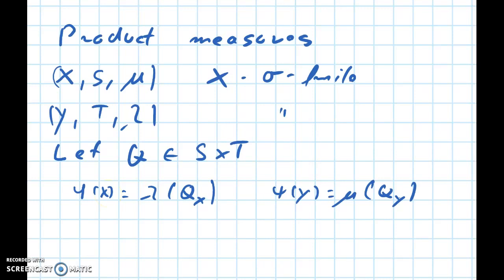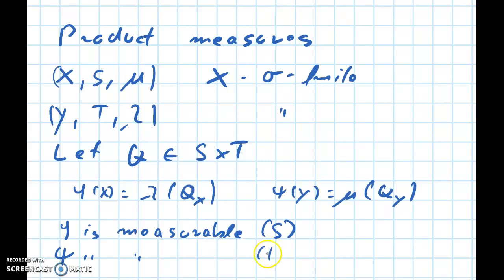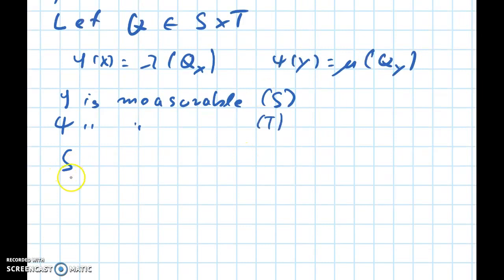Then the theorem we are going to prove is the following. The function phi is measurable with respect to S, and psi is measurable with respect to T. And the integral over X of phi d mu is equal to the integral over Y of psi d lambda. So this is the content of the theorem. Now let's prove it.